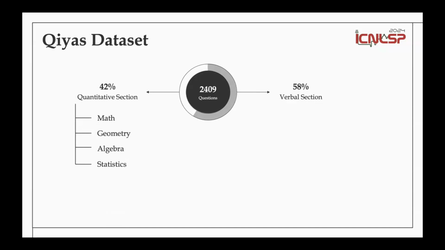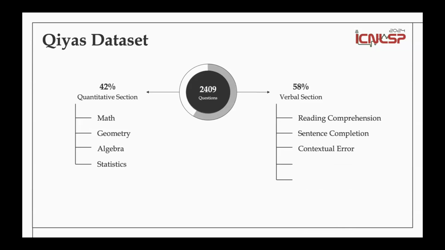As for the verbal section, which is the dominant part, it consists of 5 question types. The first question type is reading comprehension, which is a passage with questions regarding this passage. As for sentence completion, we have a sentence that has missing words, and the student needs to fill in the missing word to complete the sentence. For contextual error, there's a word that contradicts the meaning of the sentence, and the student needs to find this word.